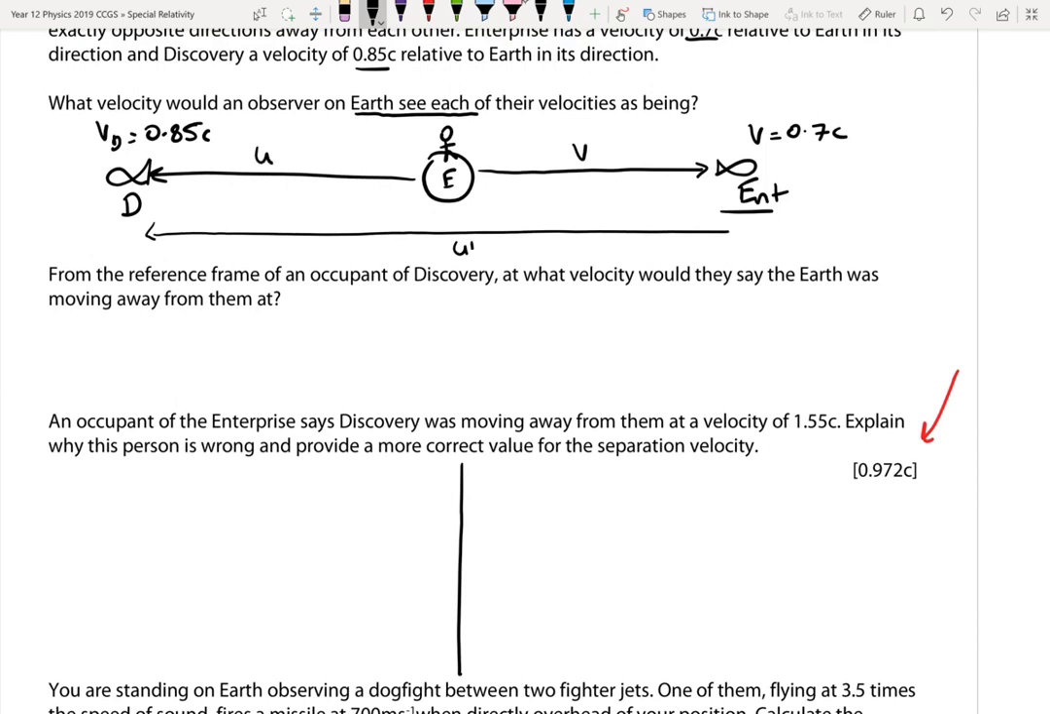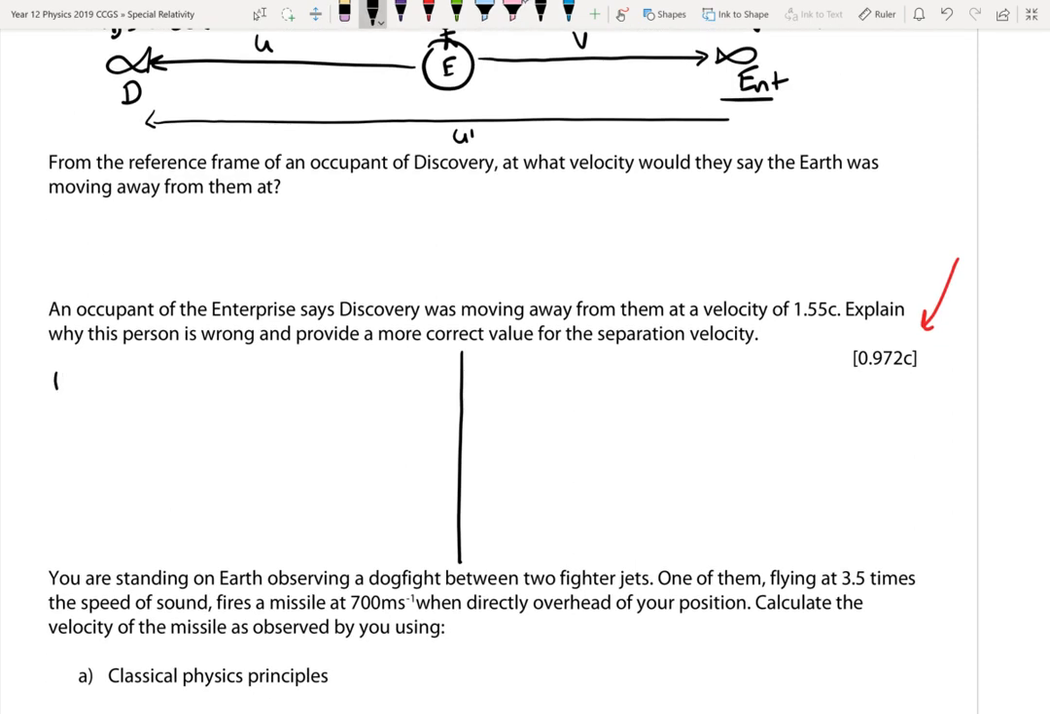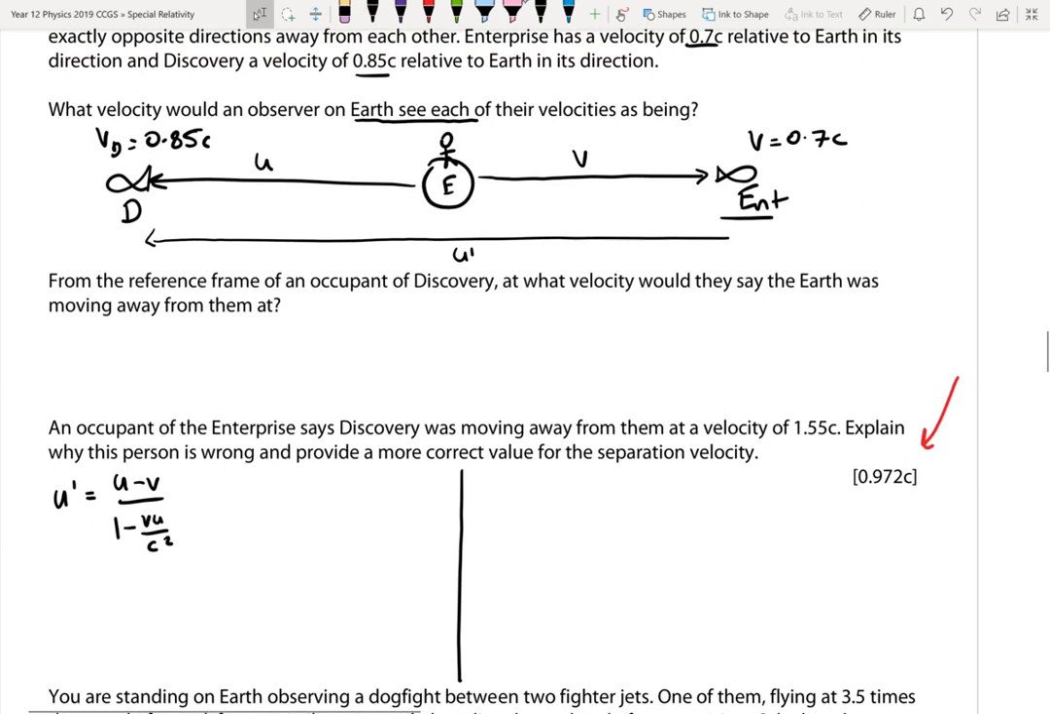Okay? Because we're saying the people on the Enterprise are saying the stuff. So we've got to say, well, they're now moving relative to Earth, and then they're trying to look at U prime, which is their view of the fired missile. So, in the black text, I will give you the U prime. In your data sheet, it says U prime equals U take V over 1 minus VU on C squared. And you'll solve that for me in just a moment.